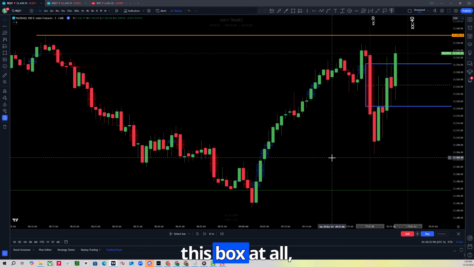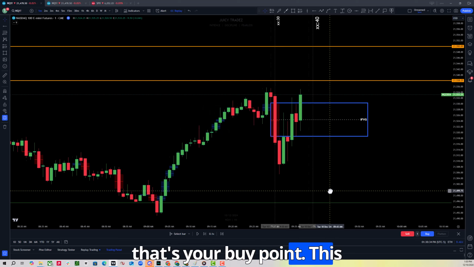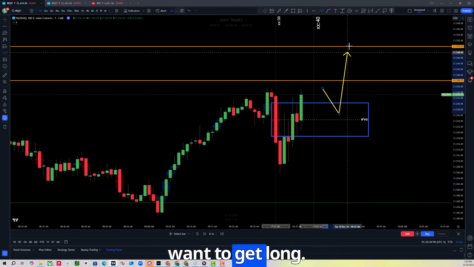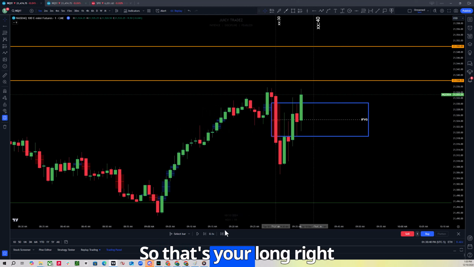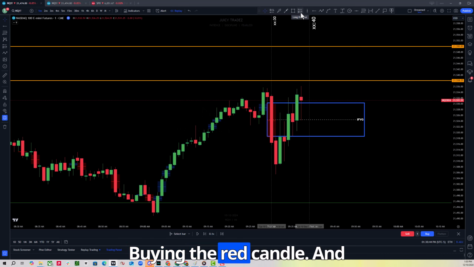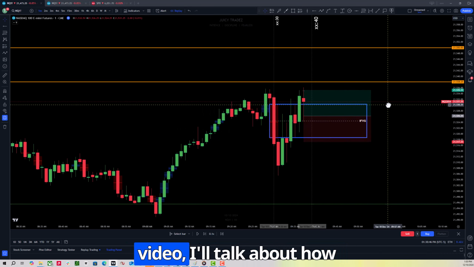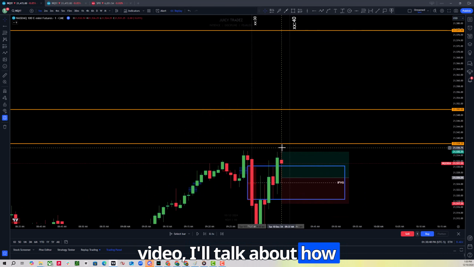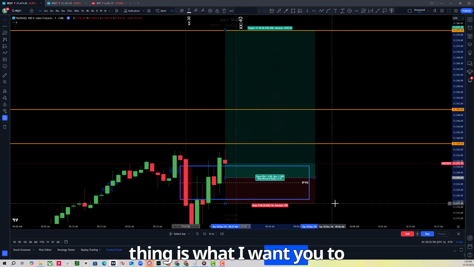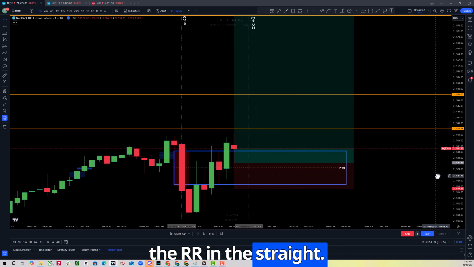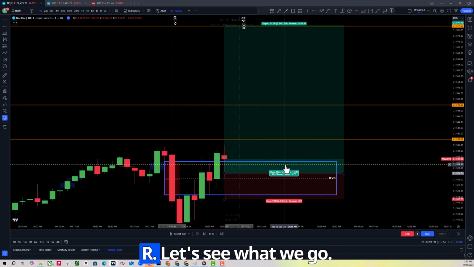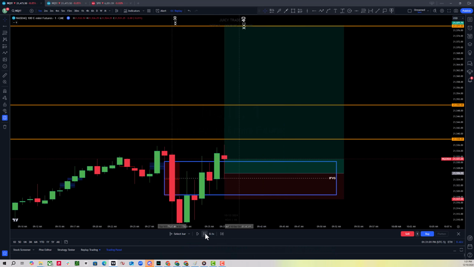So if you touch this box at all, that's your buy point. This is what we want to do. All right. It comes back into this gap. That's what you want to get long. So that's your long right there. Buying the red candle. And again, in another YouTube video, I'll talk about how we determine what candles we want to buy. What I want you to pay attention to is look at the RR in this trade. This is a 5-to-1 R. Let's see where we go.